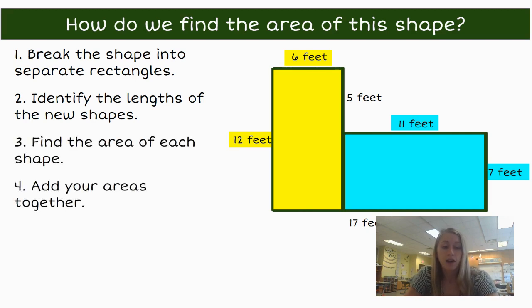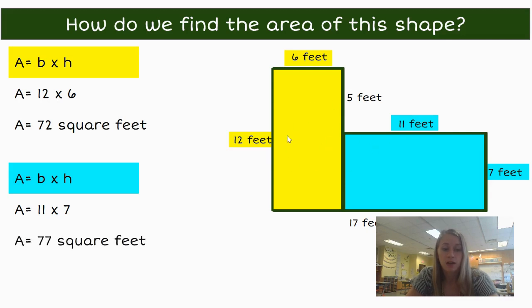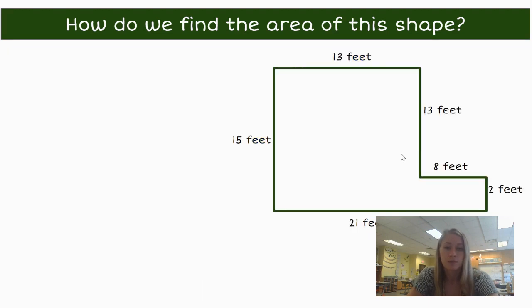So step 3 is to find the area of each shape. So we multiply the base and the height of each of the separate rectangles. So our base times height for our yellow rectangle is 12 times 6, and for our blue it is 11 by 7. So we have 72 square feet for our yellow and 77 square feet for our blue. The final step is we add them together. So 77 plus 72 is 149 square feet.